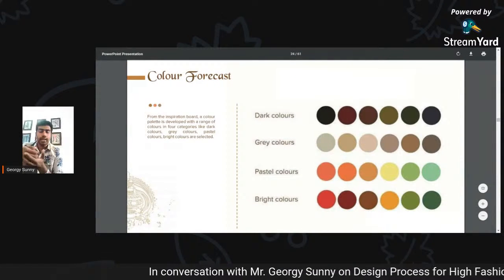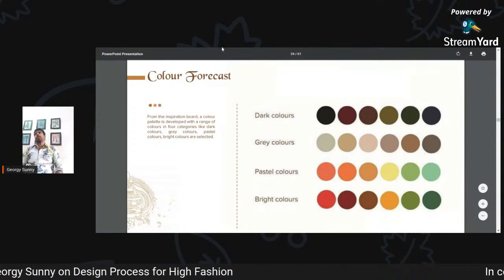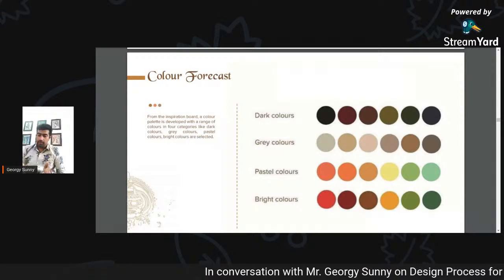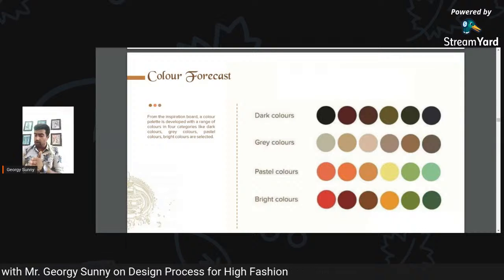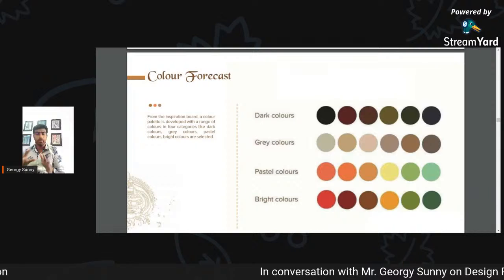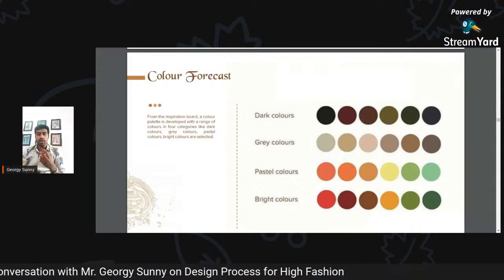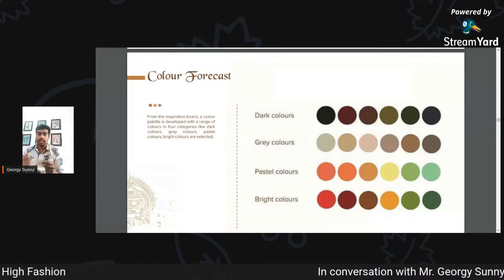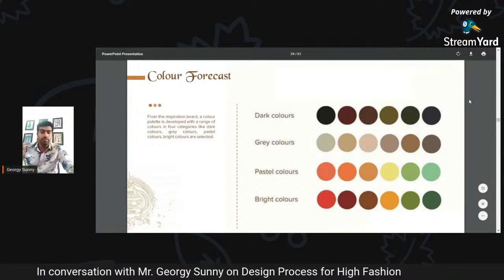Next slide, please. Then coming to color, which is the main tricky challenge. From your trend focus you have got your concept, and from the concept you have derived your inspiration boards. Based on the boards, you have collected materials, images, swatches or whatever. Based on the colors in your inspiration board, you can pick the colors. It is always wiser to pick colors across dark colors, grays, pastels, and bright colors.